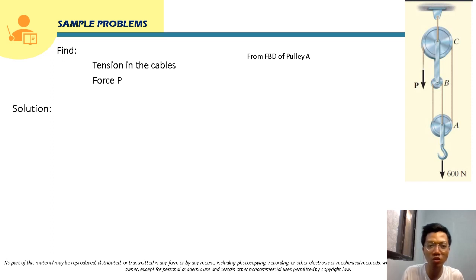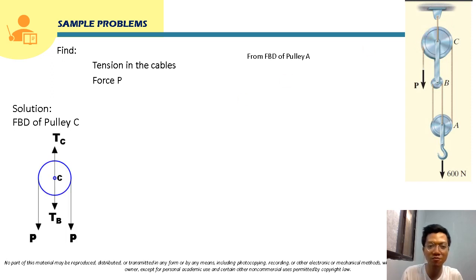We will start with the free body diagram of pulley C. So this is the pulley C. Constructing its free body diagram, as we know, we have here a support.